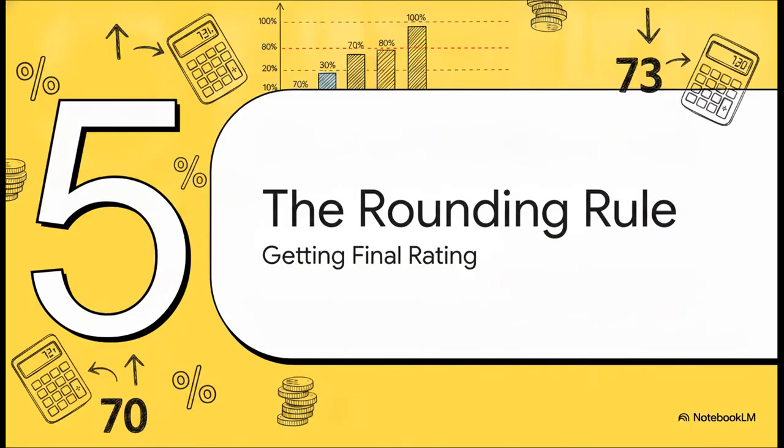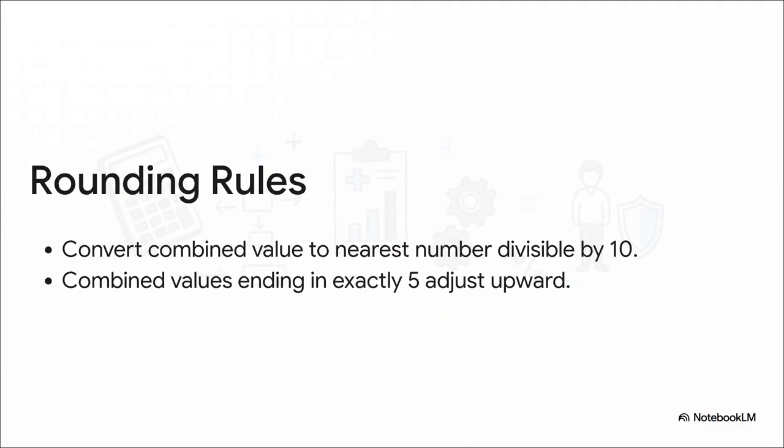Almost done, but not quite. Let's hit Section 5, the final rounding rule. We aren't completely finished because, well, 72% is an exact value, but it is not an official compensation rating tier. You can't actually be paid at a 72% rate, which leads us to the final absolutely critical step, the rounding rule.